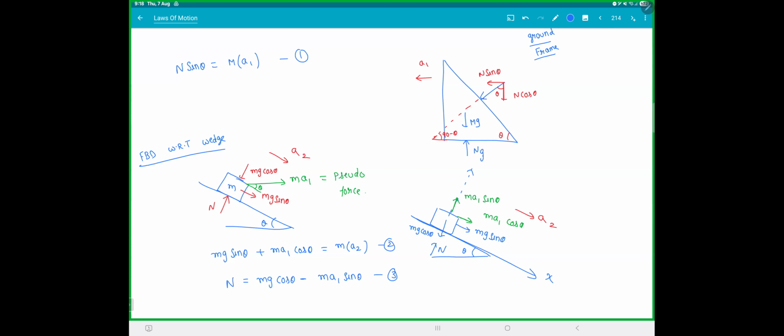How many variables are there? N, a1, a2. How many equations are there? 3. So we should be able to solve this. But before jumping into solving, please check the FBDs and check the equations. If you got this, then it is only maths. Anything that you're not convinced about, how did you take the force, how did you take the component, why did I write it like that, please ask. If you're confused, unmute and ask. If you're feeling shy, please type in the chat box to the co-host, but ask, get it cleared. I hope the equations are clear. Then let's go ahead.